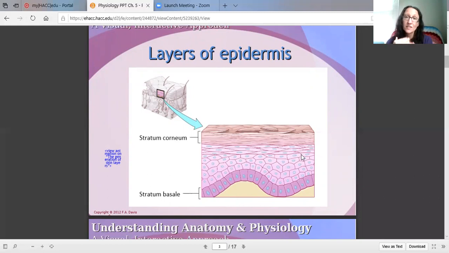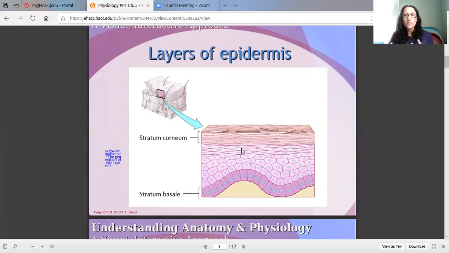And as they keep getting pushed up, they actually start to flatten. And when they start to flatten here, their nuclei start to disappear. You can still see some little blue spots here. Those still have some nuclei. But at this point, the nuclei are starting to disappear, and the cells themselves are being filled with something called keratin. Keratin is your body's waterproofing protein.